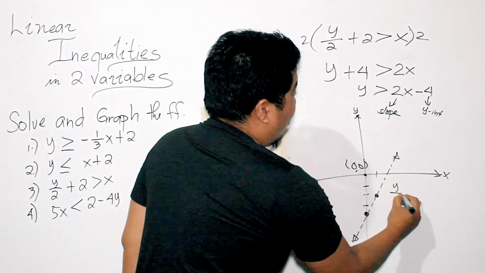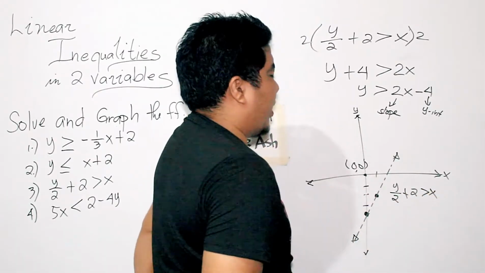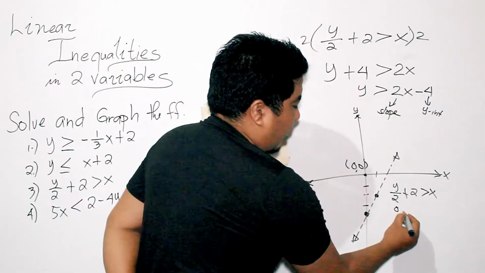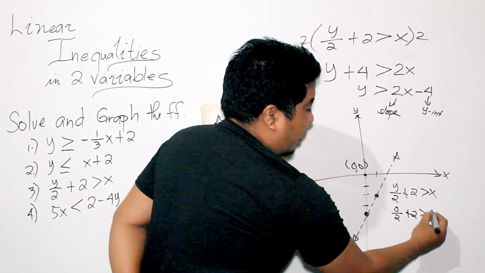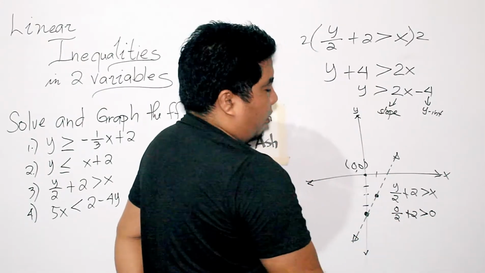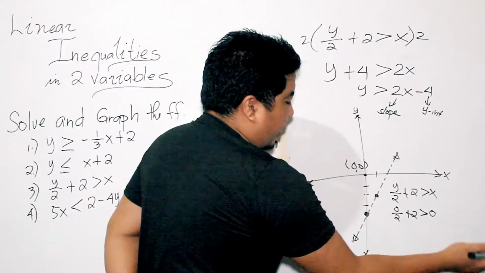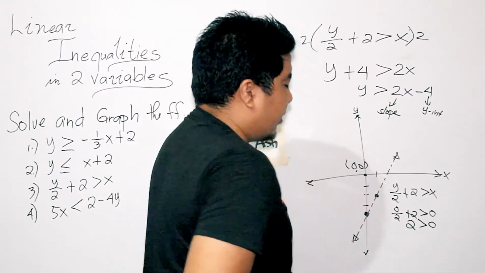So that is y over 2 plus 2 is greater than x. Okay, so this will become 0. So that gives me 0, 2, 0 over 2 plus 2 is greater than 0. Okay, so simplifying this one, 0 over 2 is 0, of course, plus 2, so 0 plus 2, that is still 2. 2 is greater than 0.